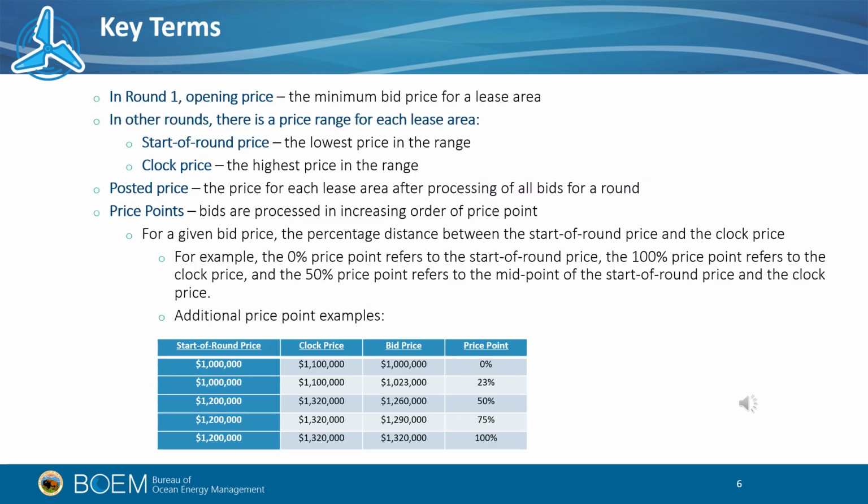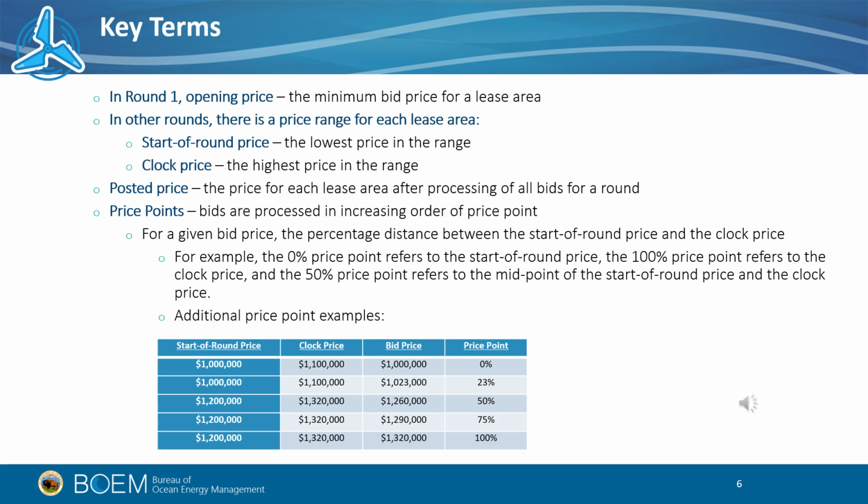There are several key terms to know before we get into the bidding process. Opening price is the minimum bid price for a lease area. This is the clock price in round 1. Opening prices are determined by BOEM prior to the auction. In other rounds, there is a price range for each lease area, and bidders submit bids at prices within the round's price range. The lowest price in the range is called the start of round price, while the highest price in the range is called the clock price.